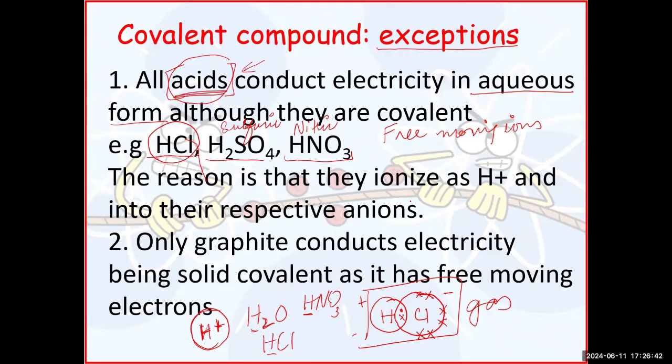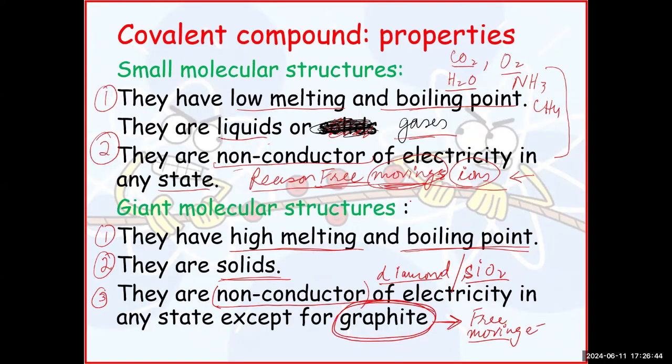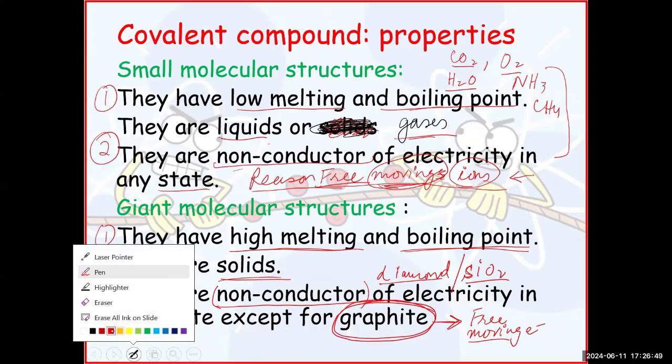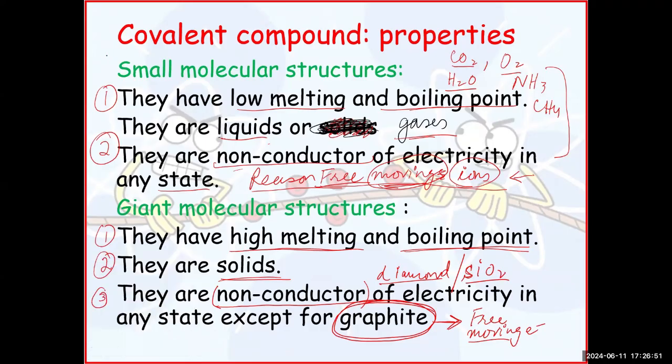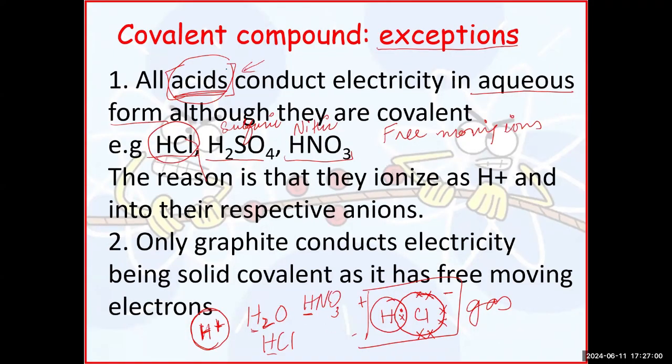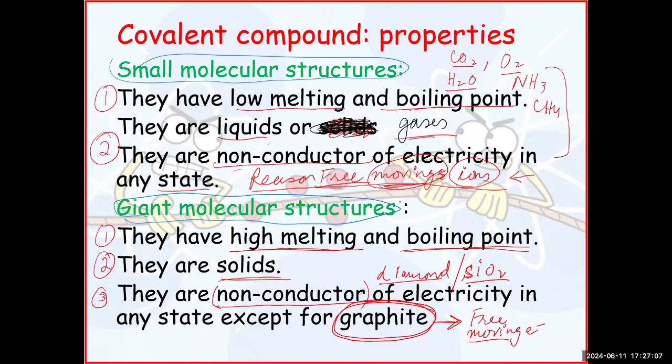No. Let me repeat. See, covalent compounds are of two types. Small and giant. Out of the small molecules, none can conduct electricity, but if it is an acid and dissolved in water, it can. Out of the giant molecular structures, none can conduct electricity except graphite. Clear?